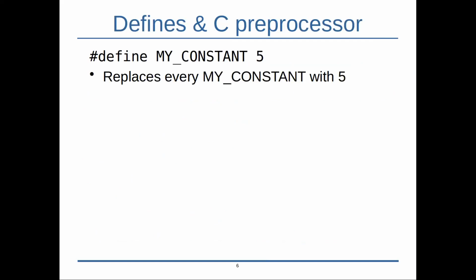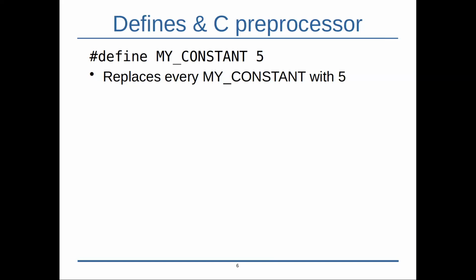So also recall how you can define constant in C. So let's say we have defined my constant 5, and then what it effectively is going to do is replace every instance of my constant with 5.